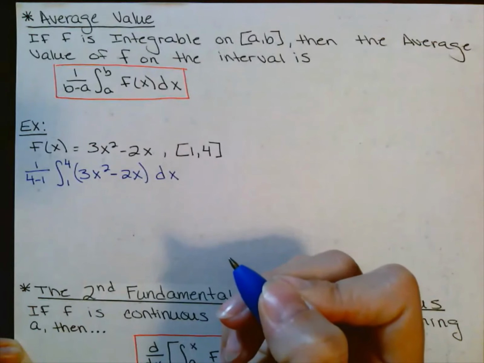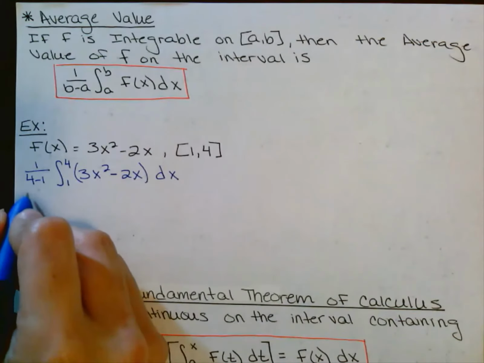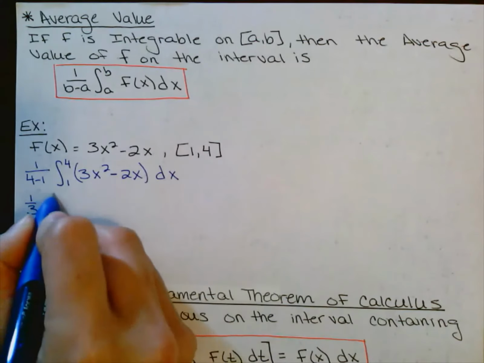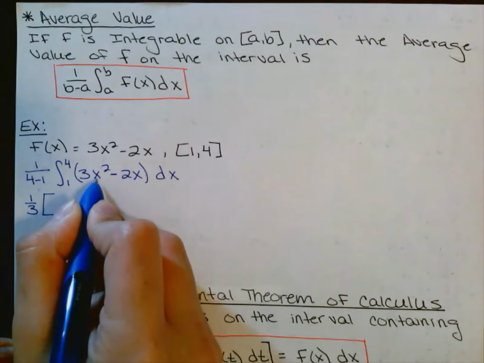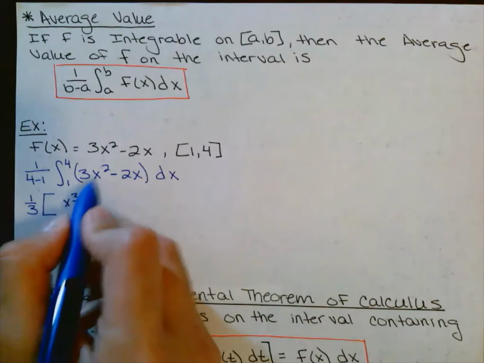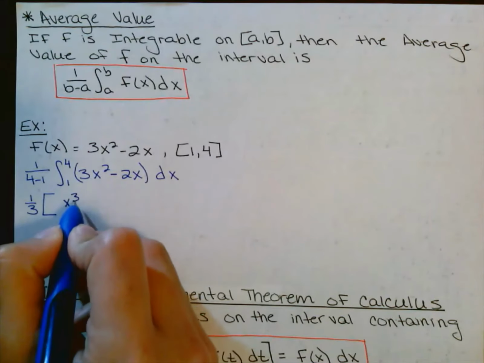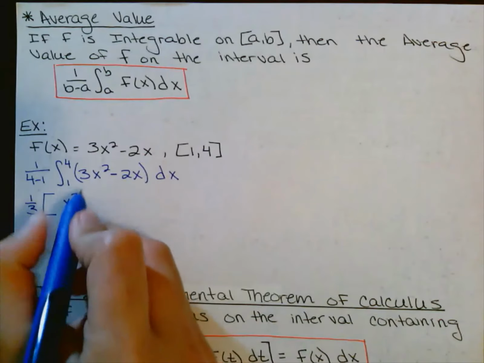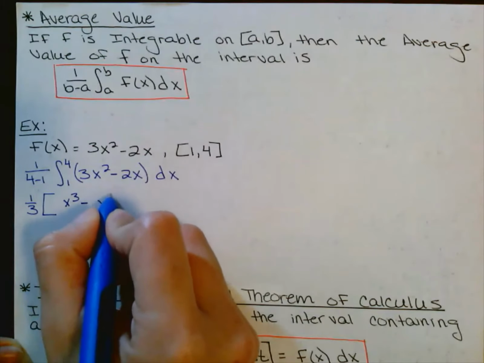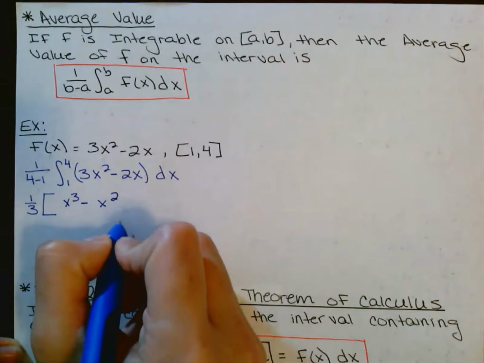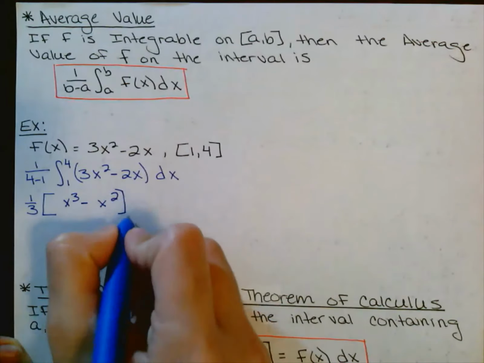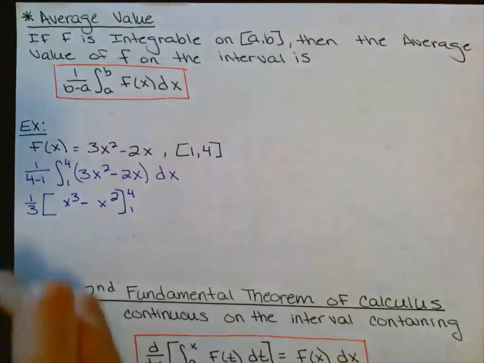Okay, and now you clean up this left side, which is 1 over 3. You do the antiderivative, okay? So if this was an x squared, now becomes an x cubed. I divide by my new exponent. 3 divided by 3 is just 1. I can leave it like that. Minus, this becomes an x squared. Divide by my new exponent. 2 divided by 2 is just 1. And I solve that from 1 to 4.